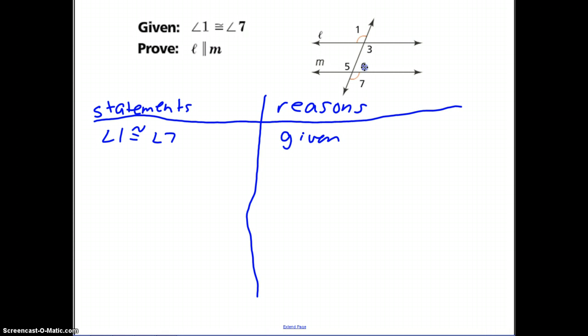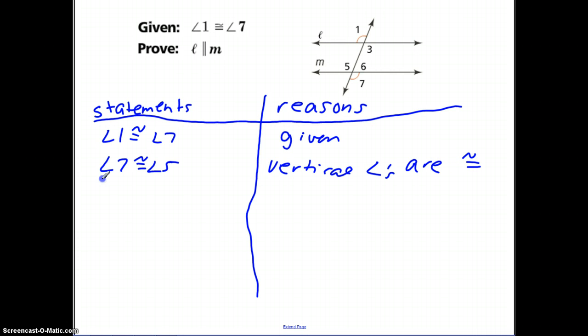So how about we go, let's use angle 5. Alright, now the angle 5 right now, the only one I know it's congruent to is angle 7 because those are vertical. So I'm going to use that. I'm going to know that angle 7 is congruent to angle 5. And that, my reason, is because vertical angles are congruent.